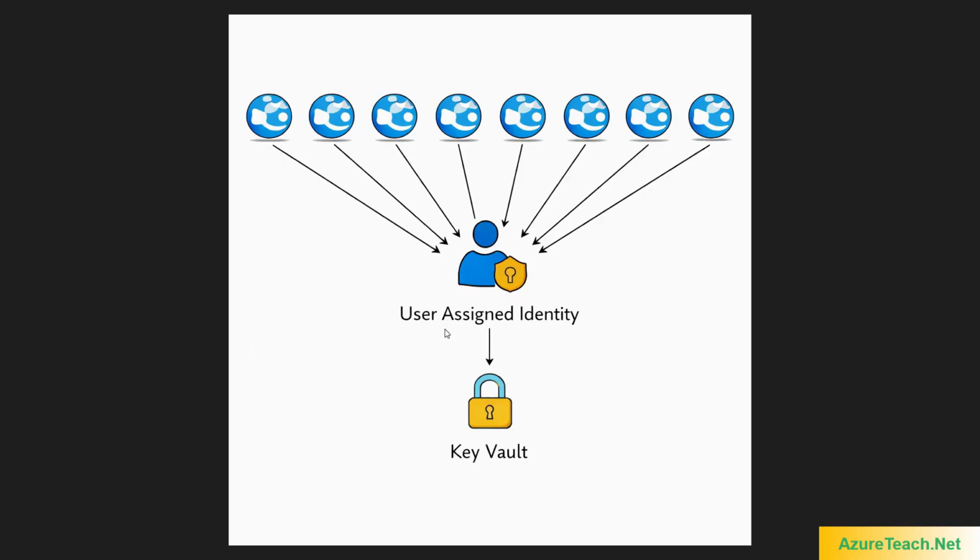Instead, we can create one user managed identity and give permissions on the key vault, and later we can assign this identity to each one of these app services. If you have to remove the permissions on this user assigned identity, you can simply remove it from the key vault, and this reduces the administration effort. Just a trade-off: instead of maintaining multiple identities, we can manage one user-defined identity.